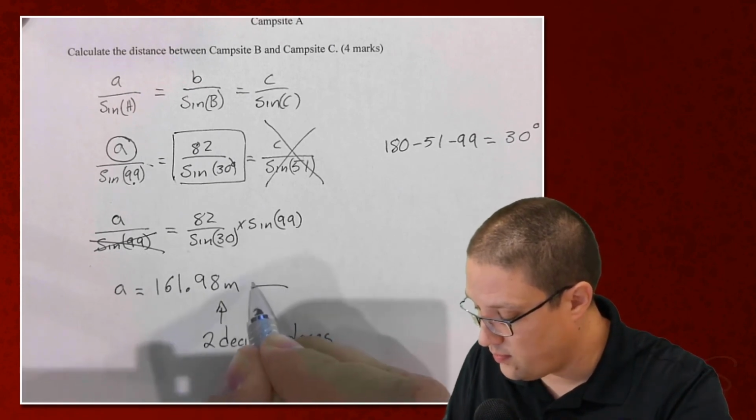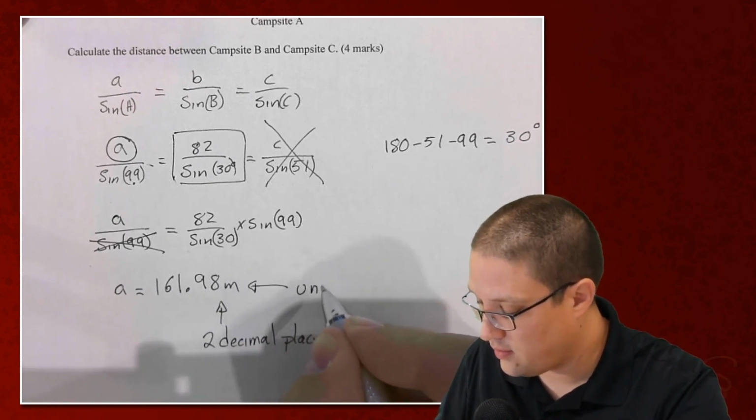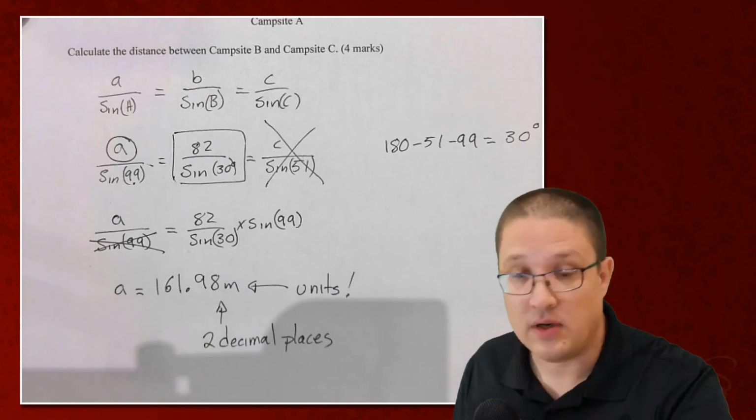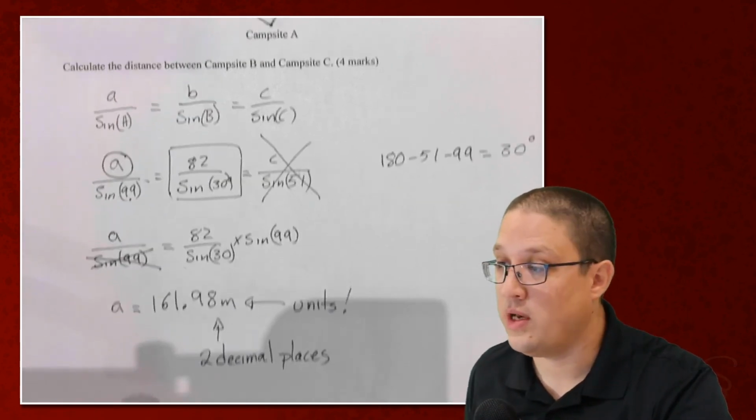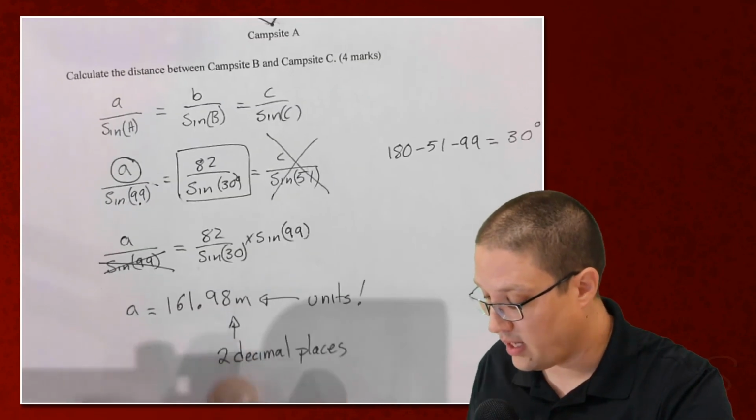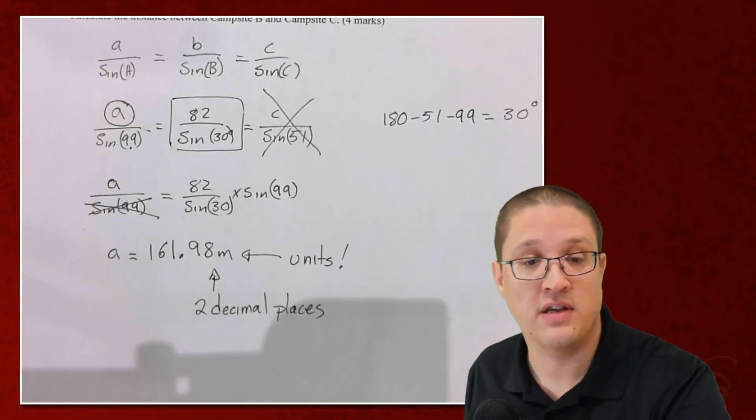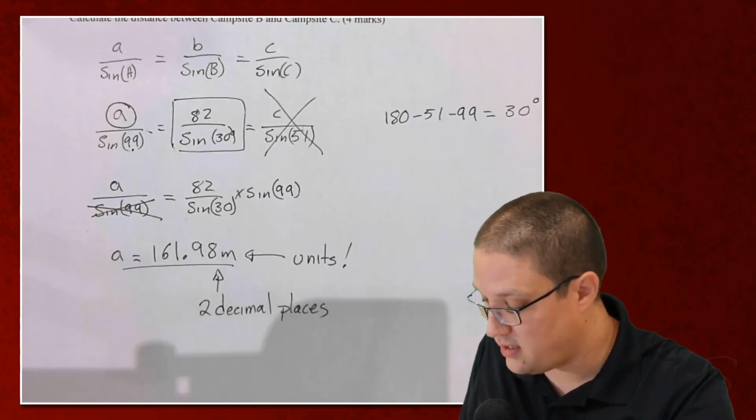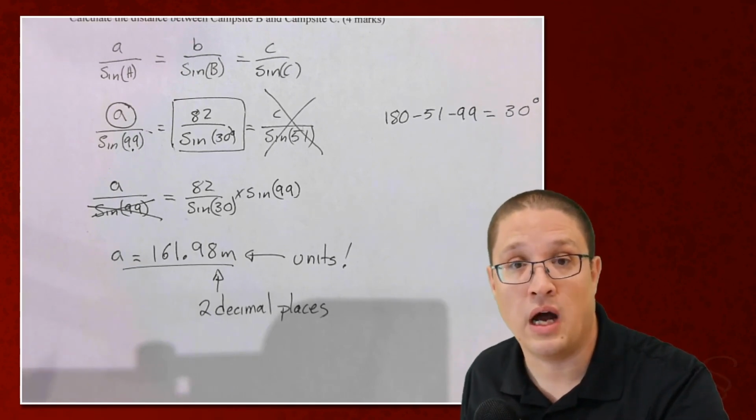You also don't forget the units. In this case, we know that our distances are in meters here, so we are going to have meters for our final units for this distance. Our final distance here is 161.98 meters.